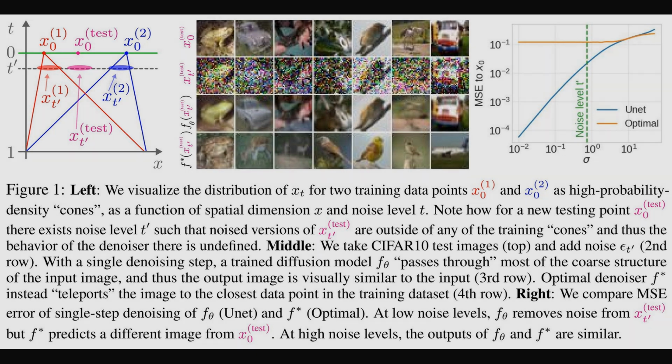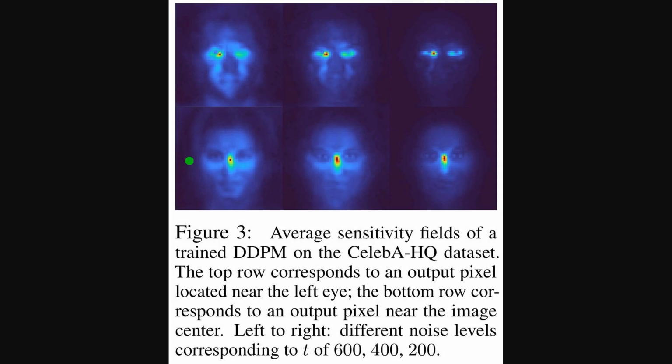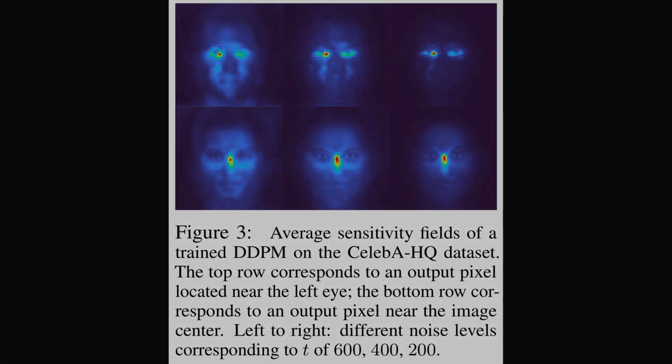So, Figure 3 shows that sensitivity depends on where a pixel sits in a face, which means the denoiser reacts differently across locations because the dataset lacks translation symmetry. Sensitivity field means the map of input pixels that most influence one chosen output pixel. The top row targets a pixel near the left eye, while the bottom row targets the image center. Left to right, lower noise sharpens and narrows the hotspots, confirming location-dependent, non-equivariant behavior.